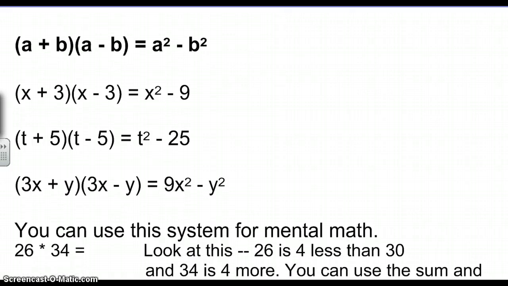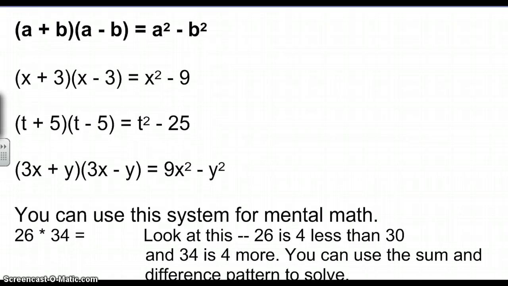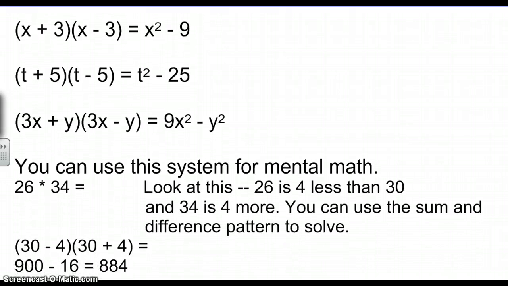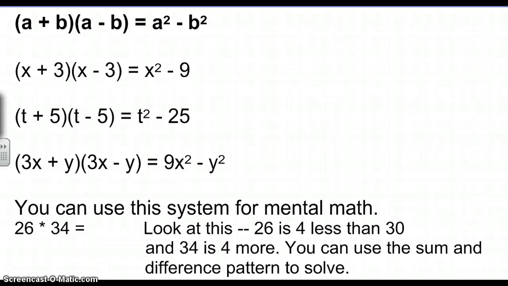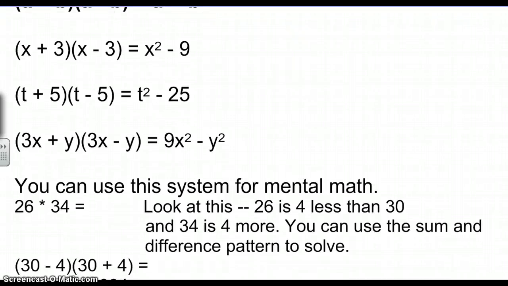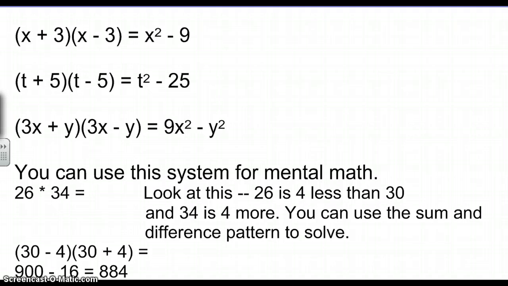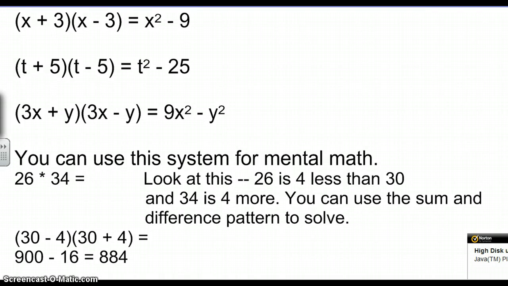This system really comes in handy when you're doing mental math. For example, when you're looking at 26 times 34, you don't have a calculator. Think of 26 as 4 less than 30, and 34 as 4 more than 30. Okay? So you could use the sum and difference pattern here. You could take 30 minus 4 times 30 plus 4, and right away you know the answer is going to be 900 minus 16, that's 884. Okay? That's just one of those math tricks that people use all the time that you might want to take a look at. It's really simple to multiply when you know these patterns.